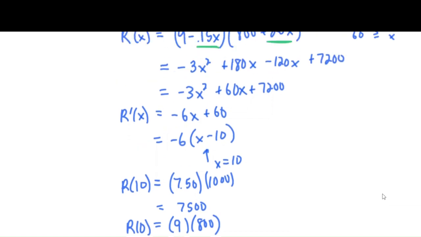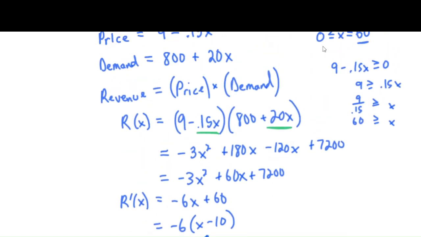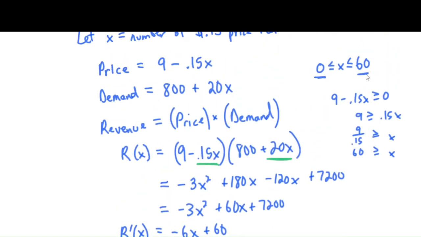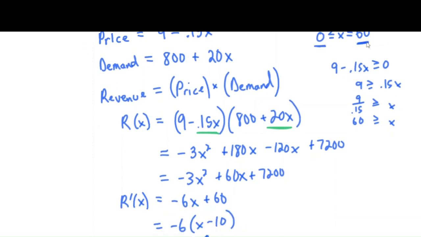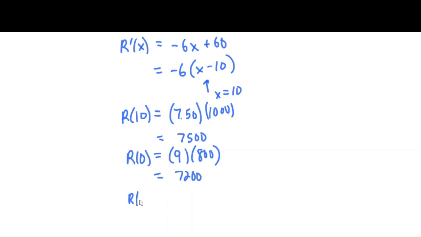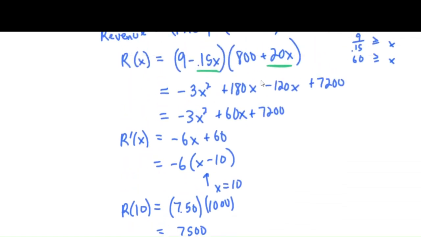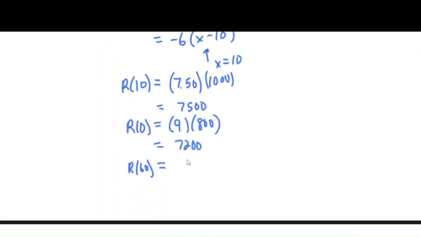And if we look at the right endpoint, so we're looking at the endpoints here, we have 0 to 60. So r of 0 was 7,200. R of 60 turns out to be 0. The reason it's 0 is because if you plug in 60 for x right there, the price becomes 0. It doesn't matter what the demand is. If the price is 0, the revenue is going to be 0.